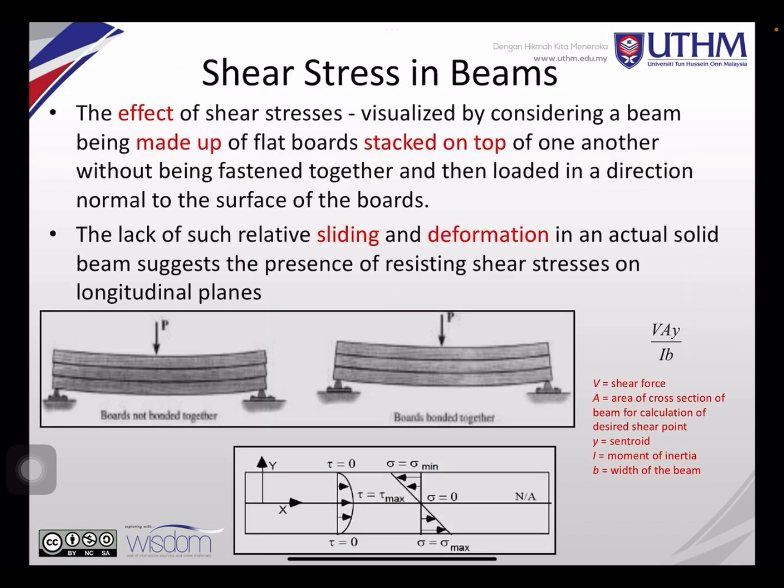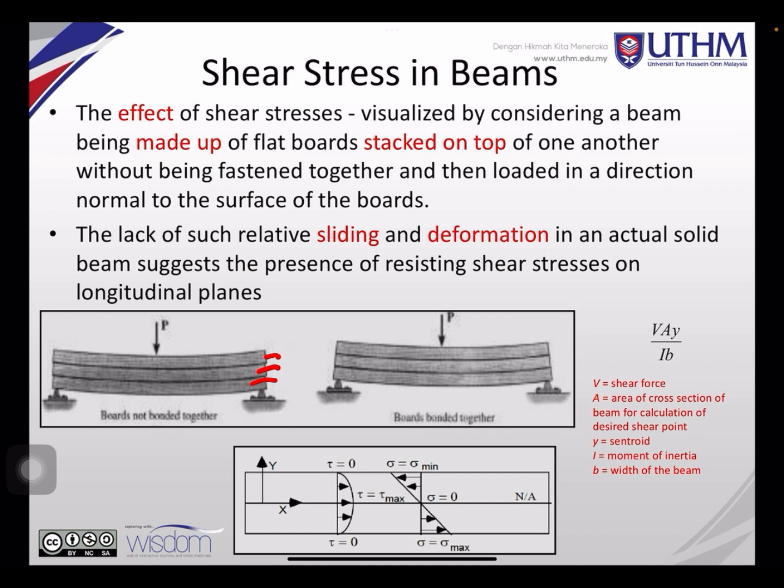So the effect of stress in a beam can be visualized by considering a beam made up of flat boards stacked on top of one another without being fastened together. So let's say you have boards stacked on top without fasteners. The shear stress will be covered in chapter 5, but I explain the theory together now.